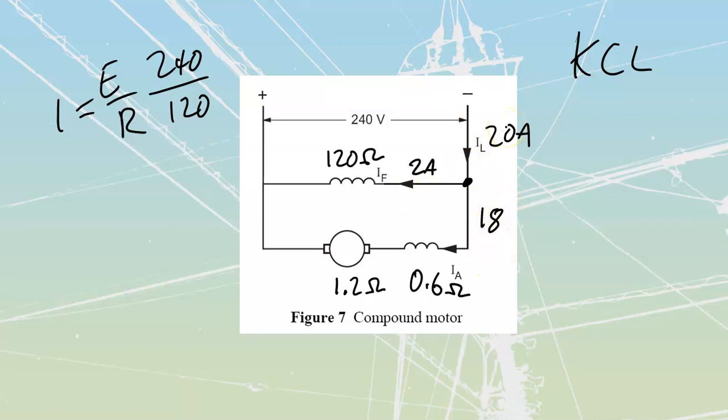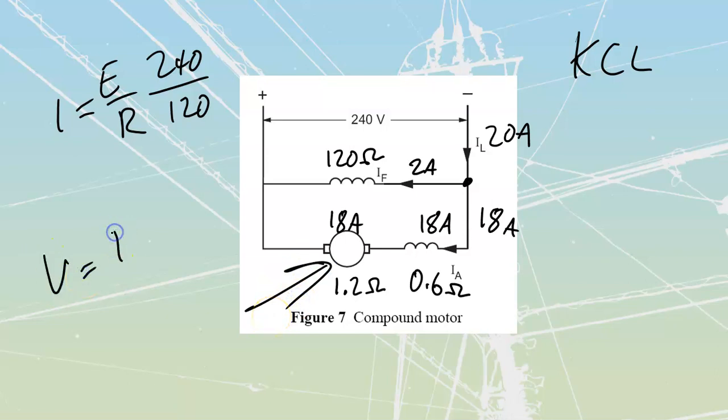If I want to figure out my armature currents, our armature and series field are in series, so both of these are going to have 18 amps traveling through them. This is going to be 18 amps, and this one over here is going to be 18 amps as well. If I have those, I can figure out what I've got for armature voltage. Let's quickly do that.